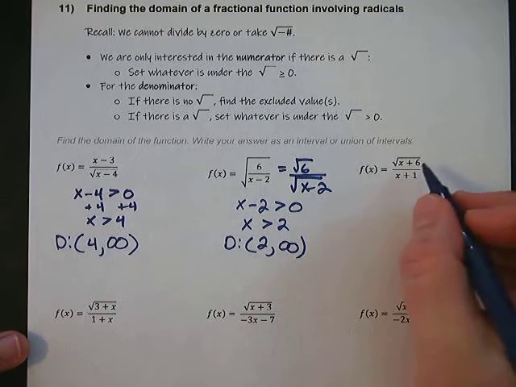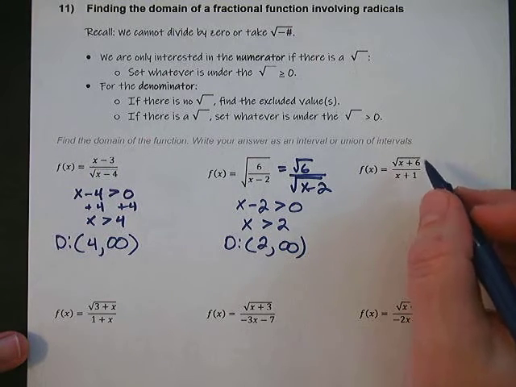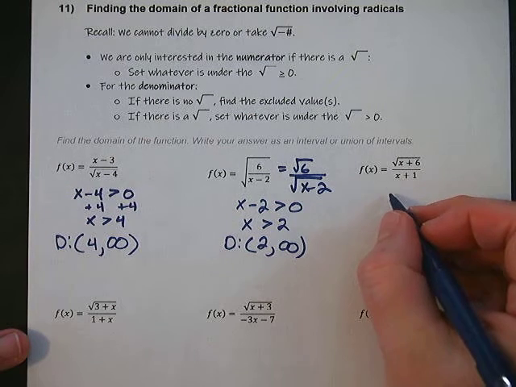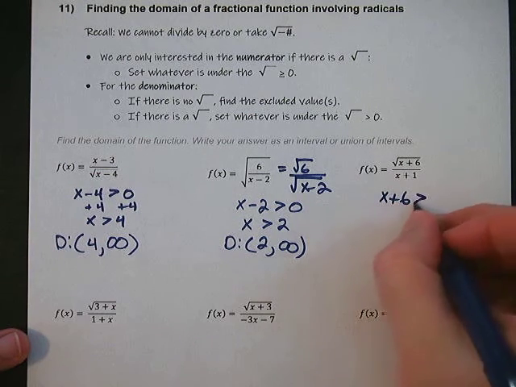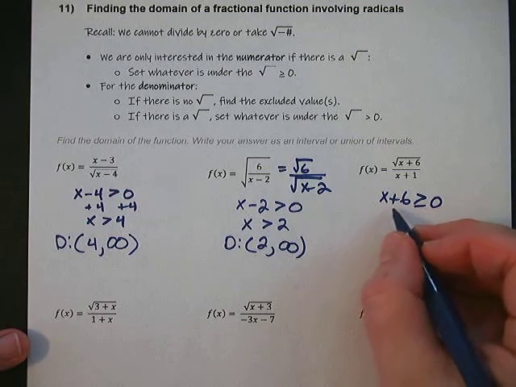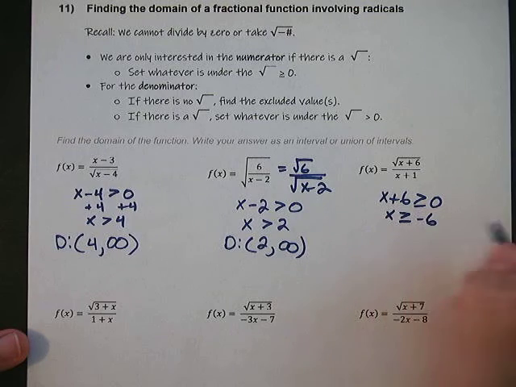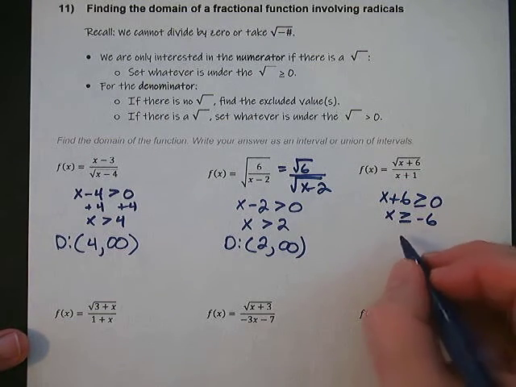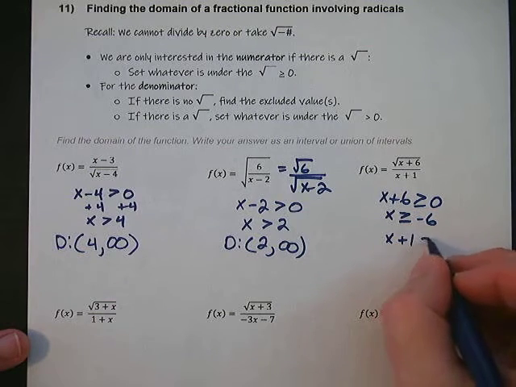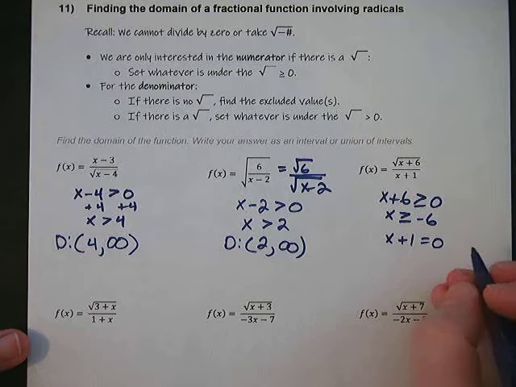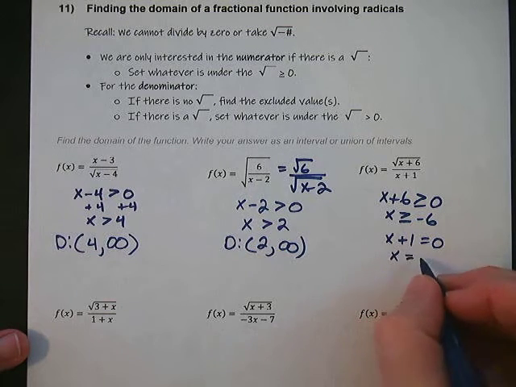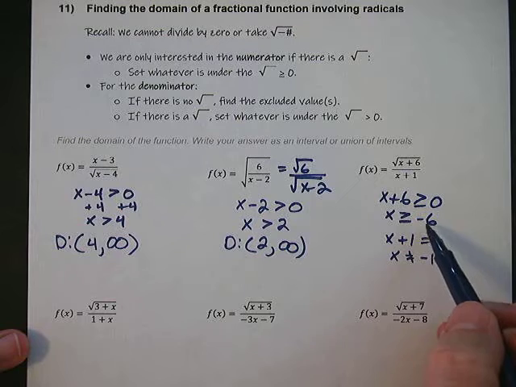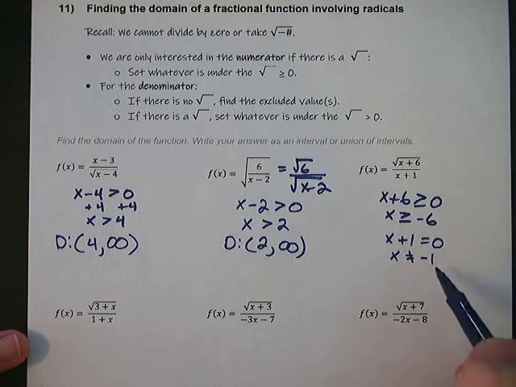Okay, let's look at this one. This one has a square root in the denominator, so we're going to have to look at the numerator and the denominator. For the numerator, it can't be negative, but it can be 0, so we'll set x plus 6 greater than or equal to 0. Subtracting 6 from both sides, x is greater than or equal to negative 6. That's part of our domain. The other part is setting the denominator's inside, x plus 1, equal to 0, because we can't have the denominator be 0. Subtracting the 1, we get x equals negative 1, which means negative 1 cannot be included in the domain either. So we've got all numbers that are greater than or equal to negative 6 except negative 1.